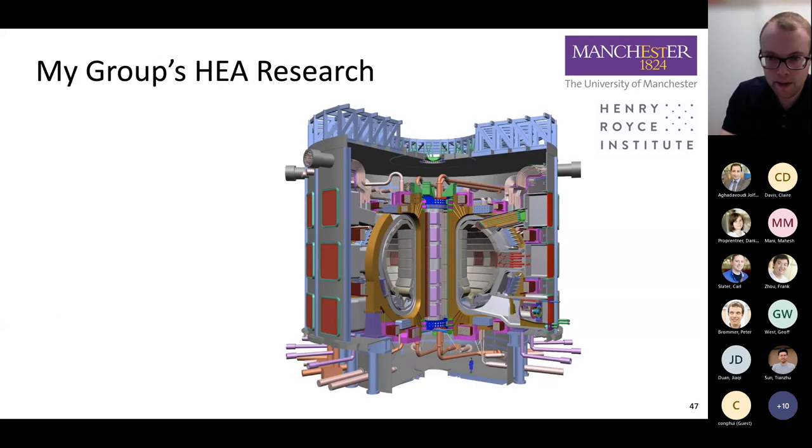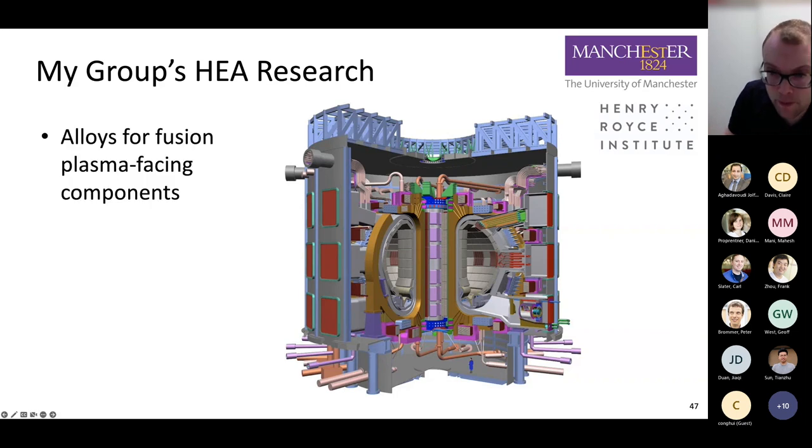Okay, so in the last 5 or 10 minutes, I'm just going to talk to you about my group's own research. We've been looking at high-entropy alloys for fusion applications, being considered for plasma facing components. So in particular, the first wall, the blanket, and the divertor that you see sort of at the centre of the tokamak here, the torus.